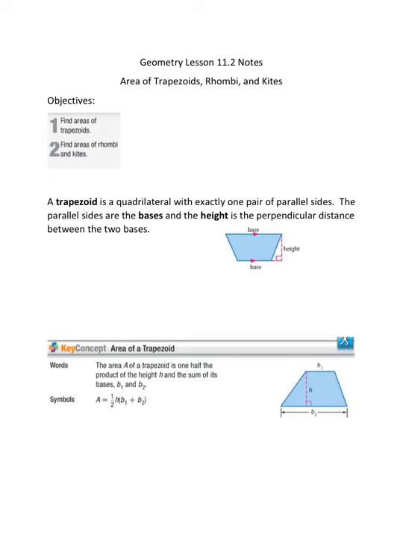I'm going to wrap up 11-2 here on Thursday. We looked at area of trapezoids. Today we're going to focus on rhombi and kites, okay?